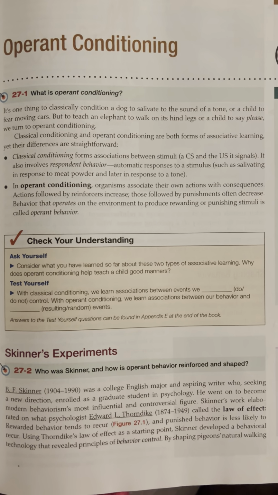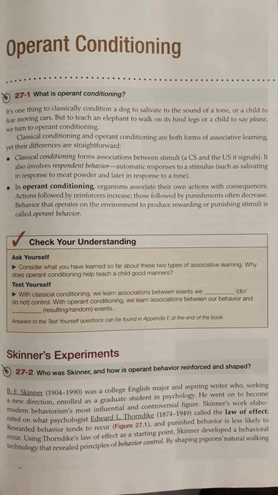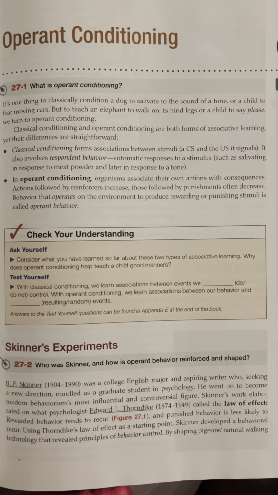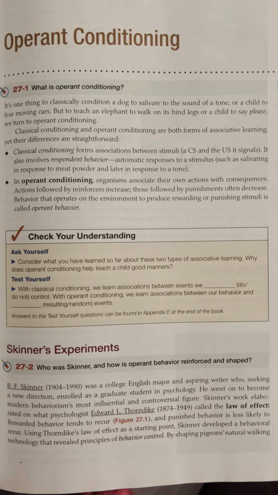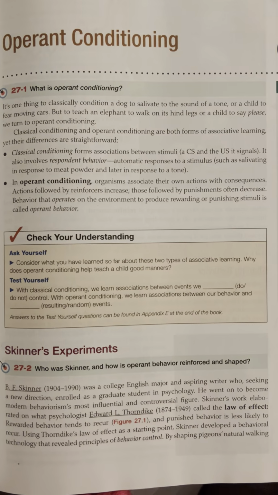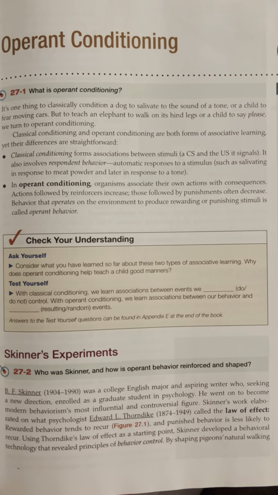In operant conditioning, organisms associate their own actions with consequences. Actions followed by reinforcers increase. Those followed by punishments often decrease. Behavior that operates on the environment to produce rewarding or punishing stimuli is called operant behavior.